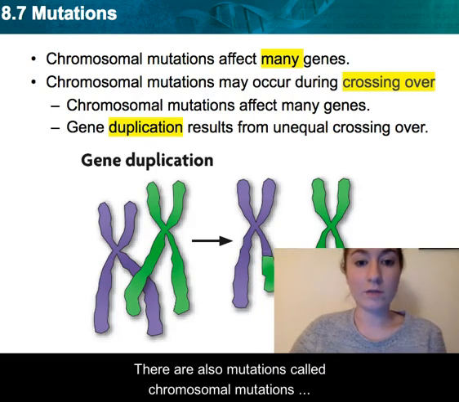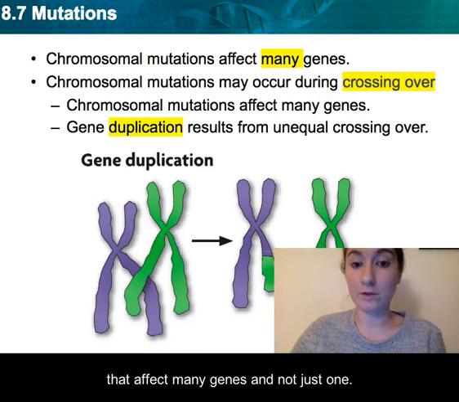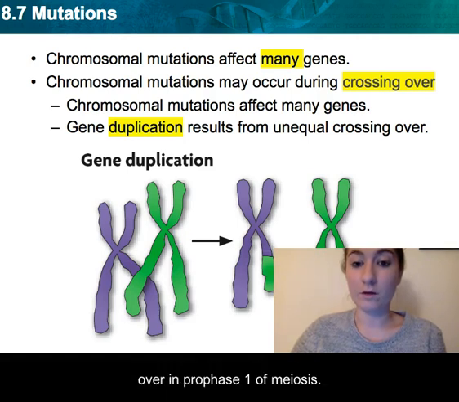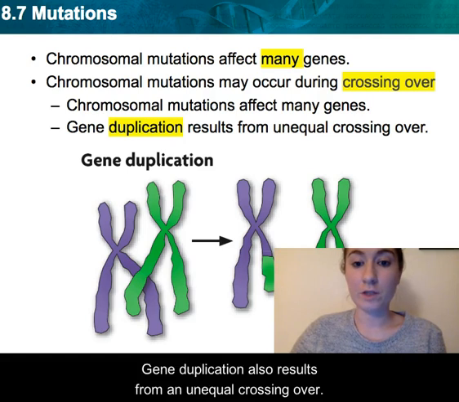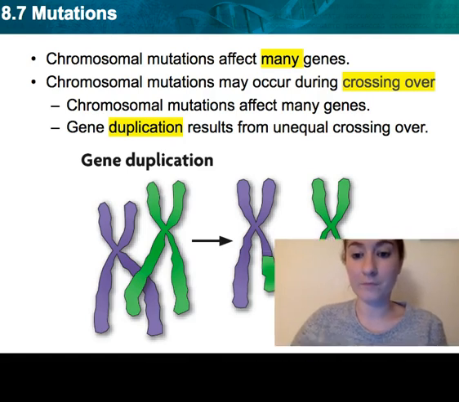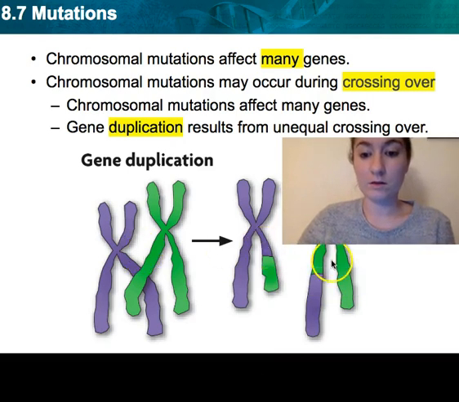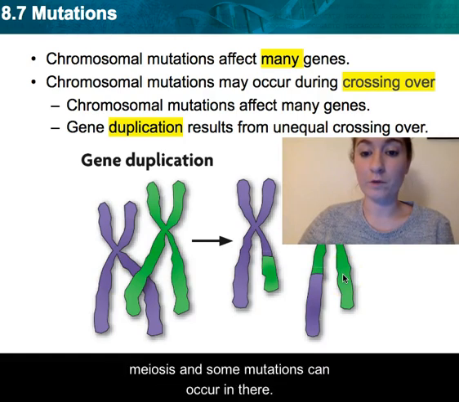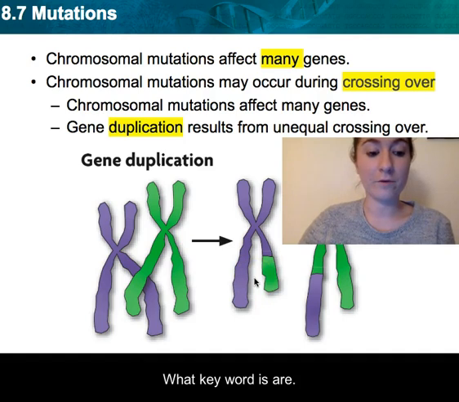There are also mutations called chromosomal mutations that affect many genes and not just one. Chromosomal mutations usually occur during crossing over in prophase 1 of meiosis. Gene duplication also results from an unequal crossing over. So as you can see, the chromosomes are crossing over in prophase 1 of meiosis, and some mutations can occur in there. Your fourth keyword is R.